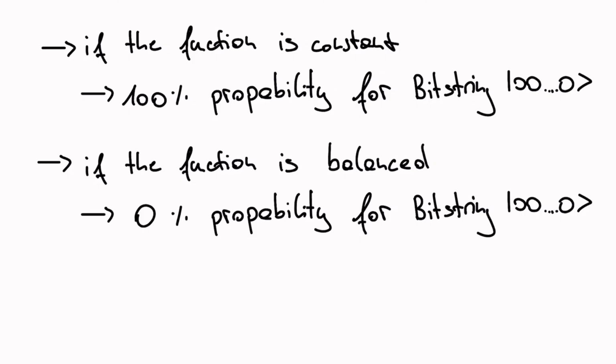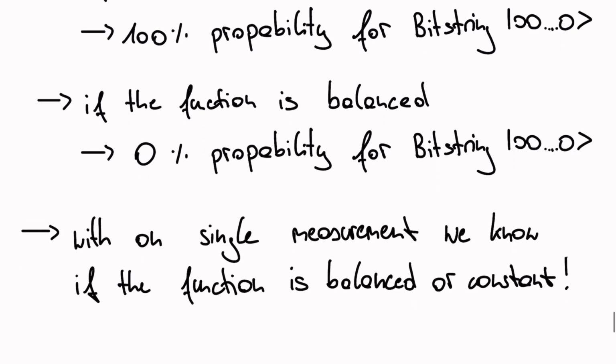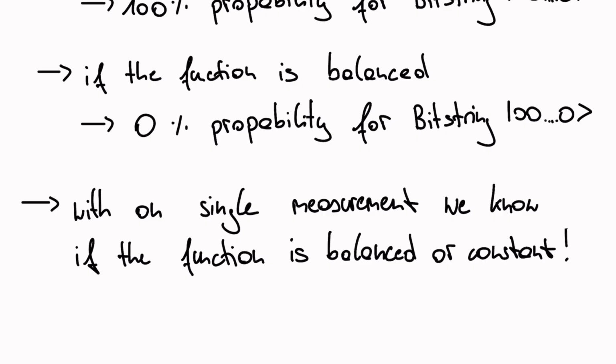In other words, if we get anything other than the 0 bit string, we know that the function must be balanced. So what we've shown is really powerful. With just one single measurement of input qubits, we can determine with certainty whether the function is constant or balanced. And with that, we are at the end of the Deutsch-Jozsa algorithm.